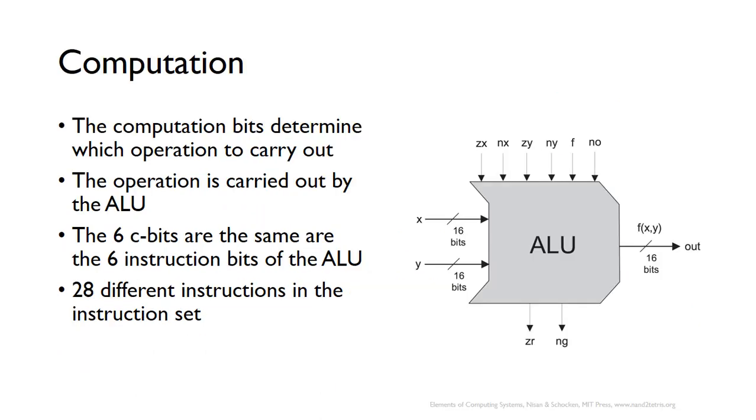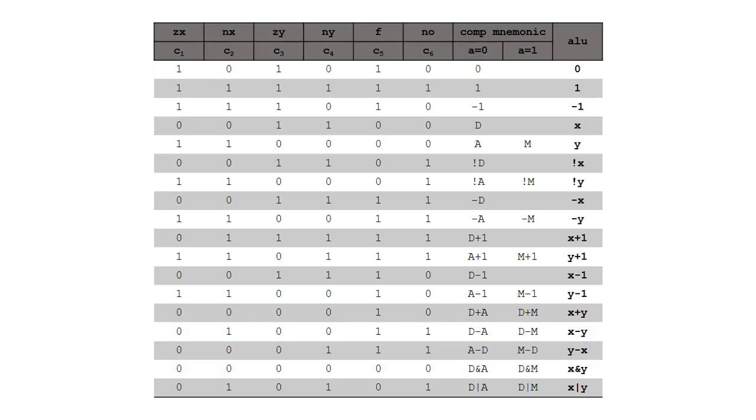So first look at the computation bits. As I said, the 6 computation bits are exactly the same as the instruction bits of the ALU. So these are the 6 C bits, and using these gives us 28 different instructions in our instruction set. They're summarised in this table here. When we did the ALU, these were the 28 different operations. So these are the different operations that we had.